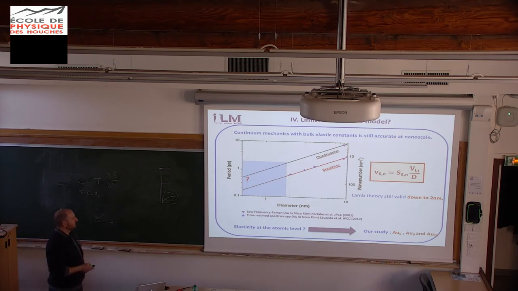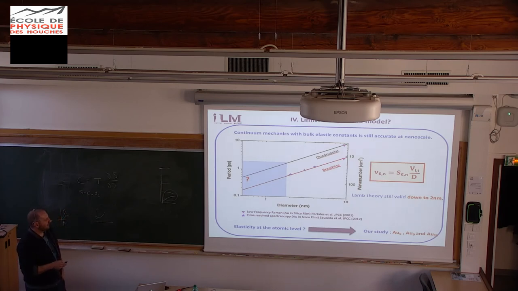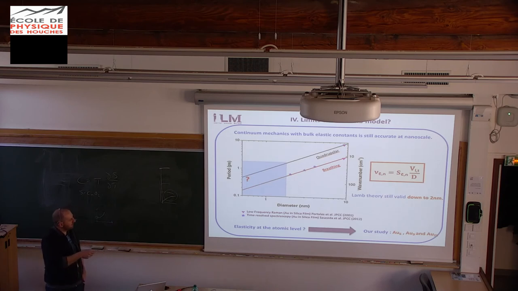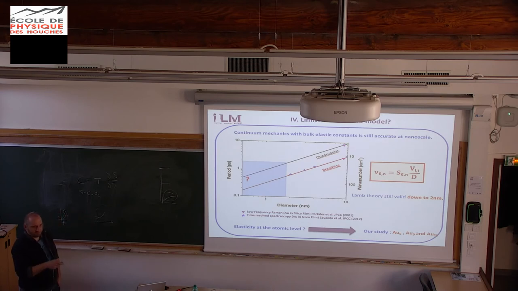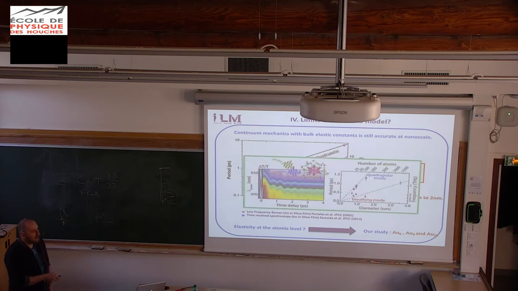So until, I would say, last year, people have measured really small objects, down to 2 nanometers, and this is a LAM model, for quadrupolar mode and breathing mode. Most of the measurements have been performed with pump-probe spectroscopy, and the limit was around 2 nanometers. Natalia has shown you that now they access smaller nano-objects, and in that case, we have to consider the ligands, okay?